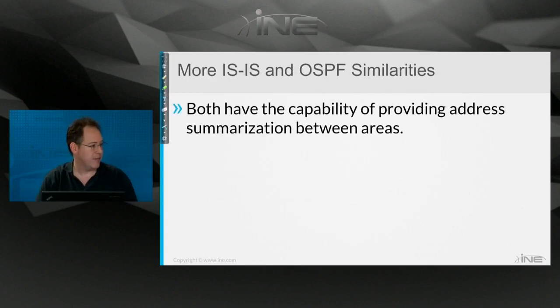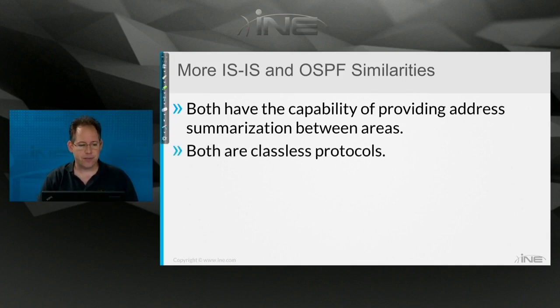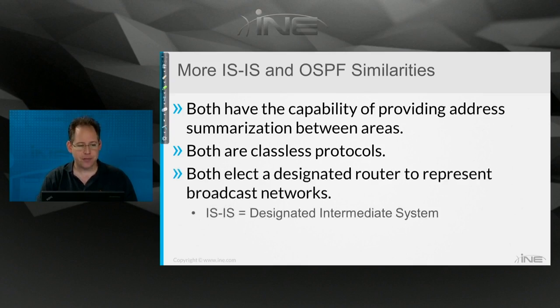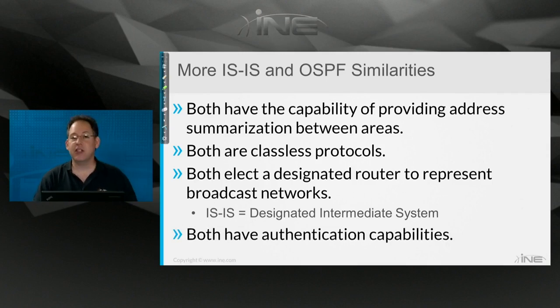Some other similarities. Both have the capability of providing address summarization between areas if you wish to do that. Both are classless protocols, so they support prefixes and masks. On broadcast networks, both of them elect what we call a designated router. In terms of ISIS, we call that the designated intermediate system. So we'll talk more about that, but when you see the acronym DIS, that means Designated Intermediate System. Both have the ability to do authentication.